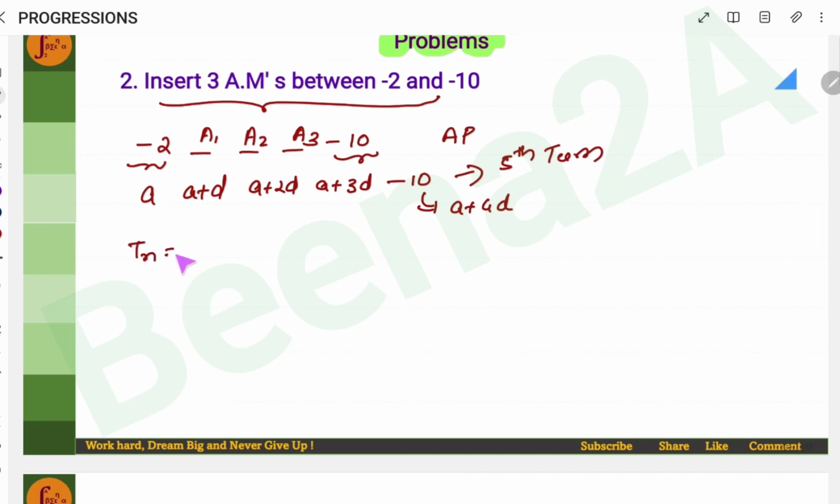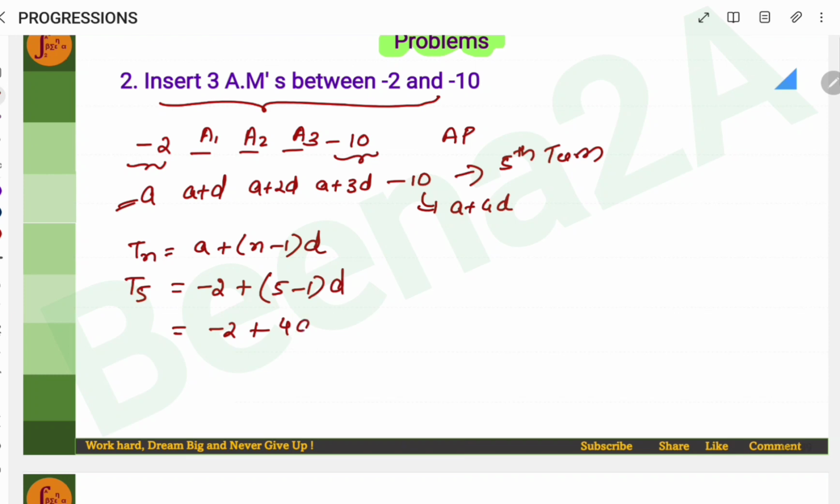Tn is equal to A plus n minus 1 into D. Right? And we'll take the fifth term. T5 is equal to, what is A? This is the first term. A is -2 plus, n is 5, so n minus 1 is 4. D we don't know, we'll have to find. So -2 plus 4D is equal to T5. Instead of T5, we'll put the actual value, which is -10 here.